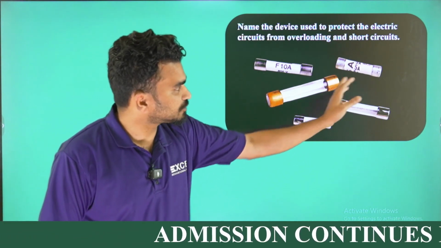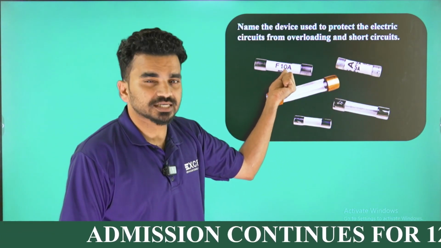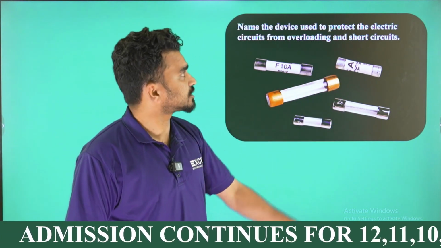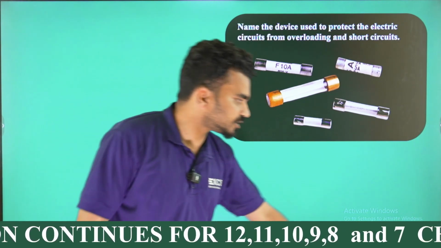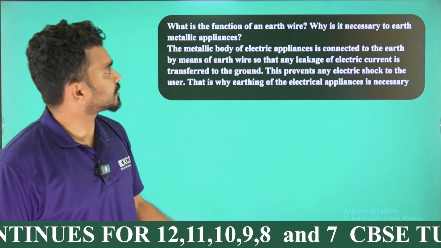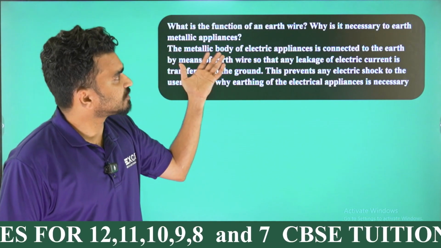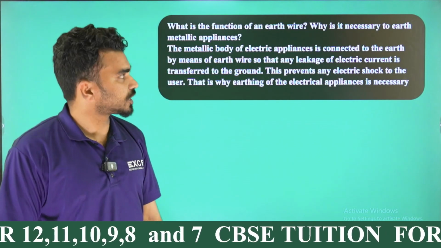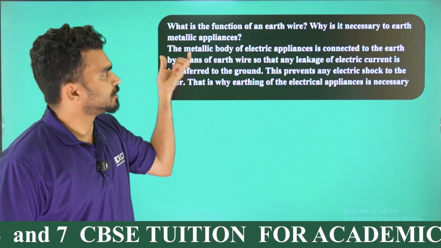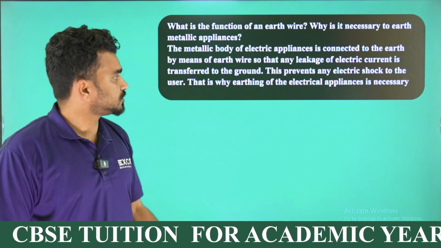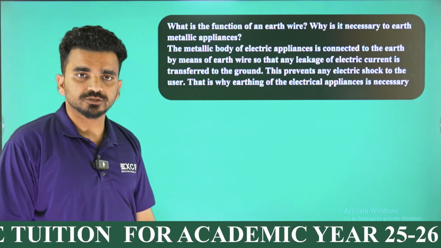There are various types of electric fuse, having ratings like 10 ampere, 5 ampere, etc. So what's the device? The device is the electric fuse. Keep this in your mind. And here comes another question: what is the function of the earth wire? Why is it necessary in metallic appliances? Just remember this information too.